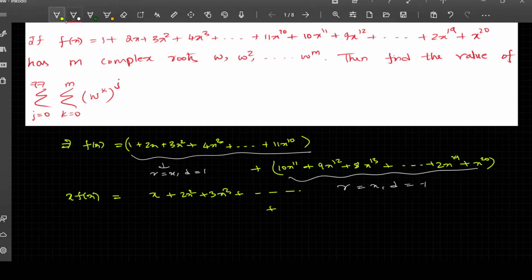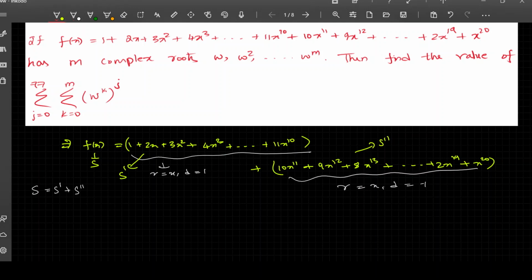So we shall assume this series to be S dash and this series to be S double dash, and this whole thing to be capital S. That means S is equal to S dash plus S double dash. So this is the conclusion that we need to have.